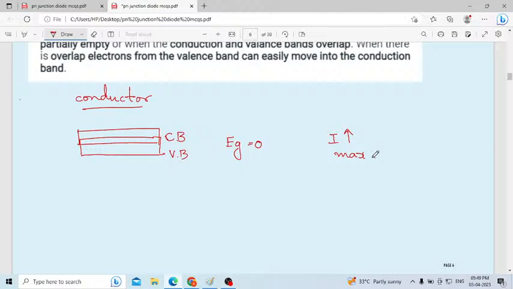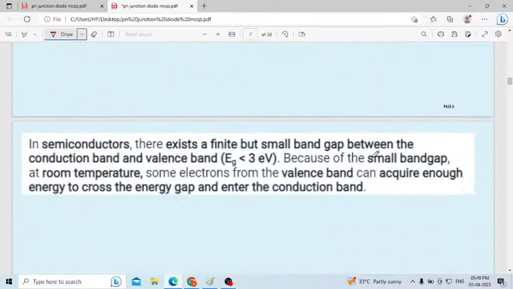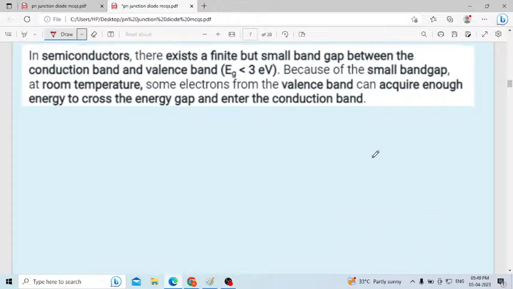Then let us discuss what changes happen in the semiconductor and insulator. In a semiconductor, there exists a finite but small band gap between the conduction band and valence band. Because of the small band gap, at room temperature some electrons from the valence band can acquire enough energy to cross the energy gap and enter the conduction band.